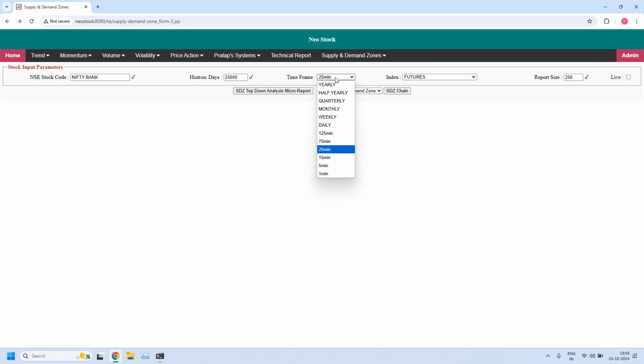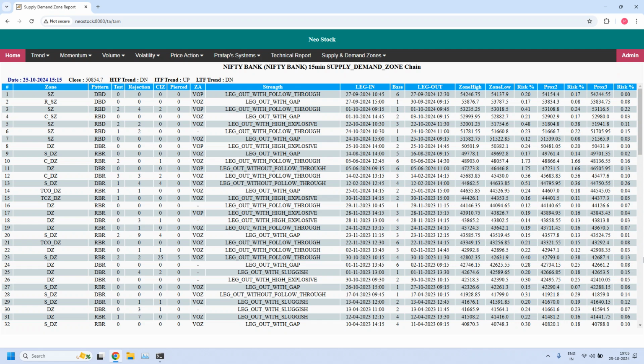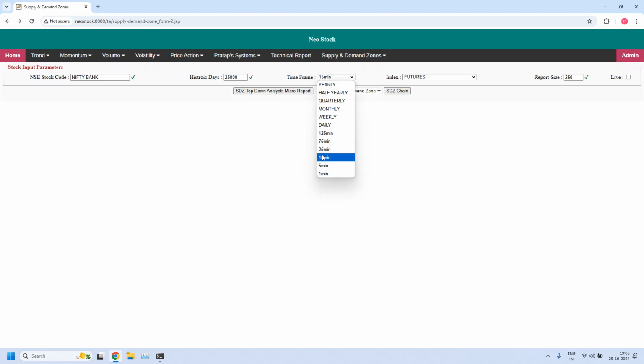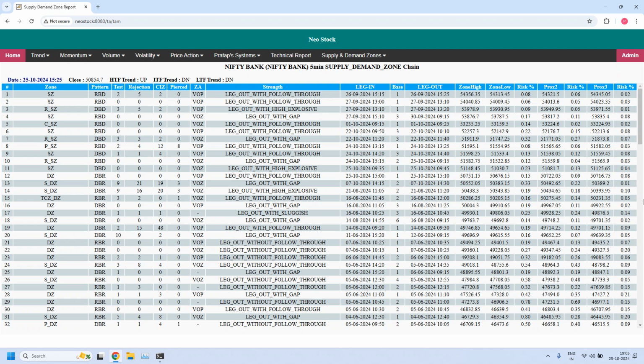The next time frame is 15 minutes, generating 15 minutes supply demand zone chain for BANKNIFTY. The last time frame is 5 minutes, generating 5 minutes supply demand zone chain for BANKNIFTY. So now completed the BANKNIFTY supply demand zone chain.